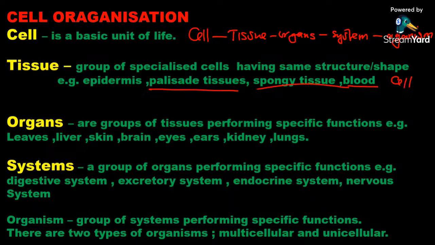Then organs are a group of tissues performing specific functions. So you see, group of cells, tissue. Group of tissues, organs. What are some of the organs? Leaves, liver, kidney. We have brain, eyes, ears, and lungs.